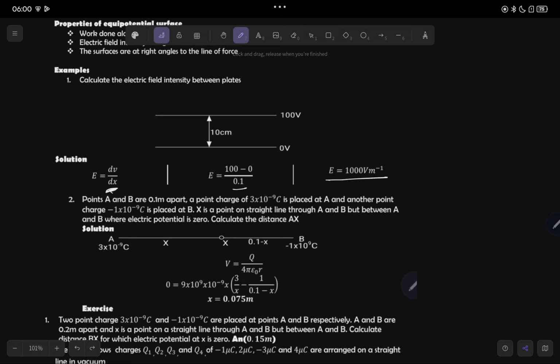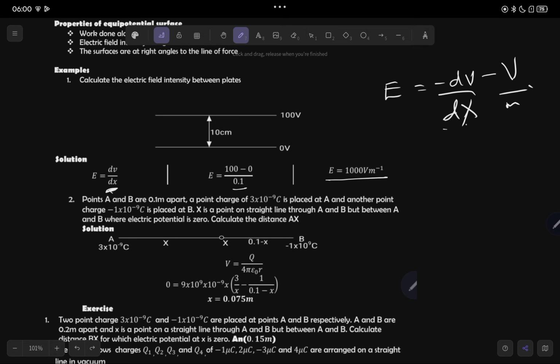I think we are seeing now why we can give electric field intensity alternative units of volts per meter. Because we have already proved that E is negative dV/dx. Now dV is PD, which is volts, then dx is in meters. So that's why we can use volts per meter as units for electric field intensity.